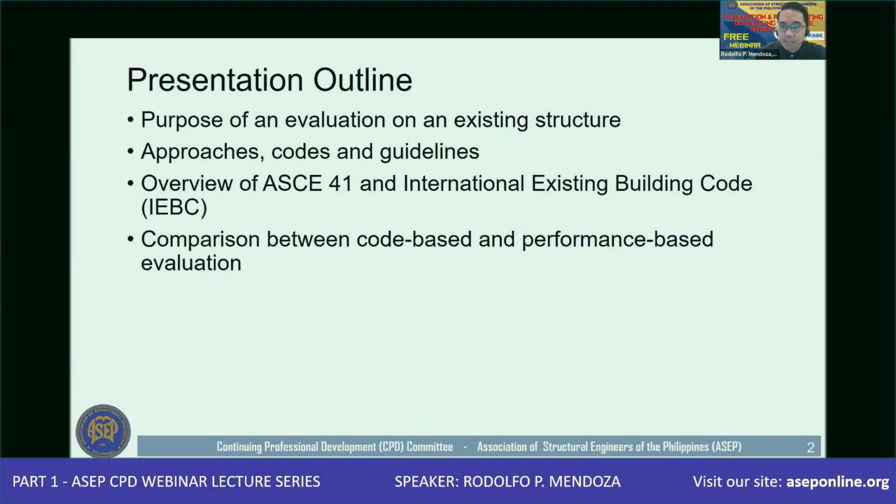And then I will present a hypothetical example that would give us some insights on the difference in conducting an evaluation using a code-based evaluation and using a performance-based evaluation. So please allow me to start.